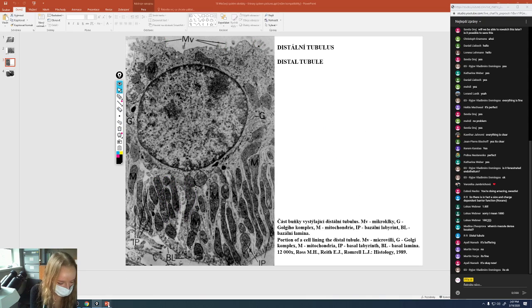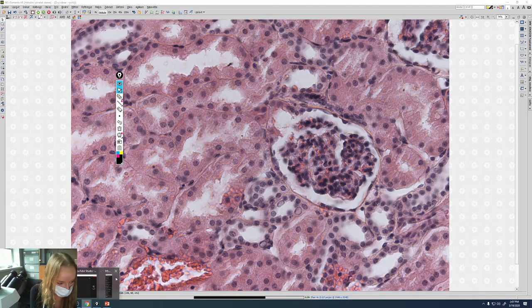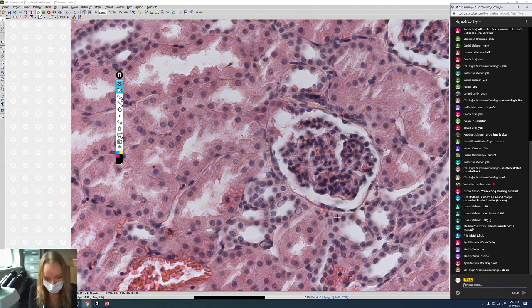So you probably would know how to differentiate these two, proximal tubule and distal tubule.